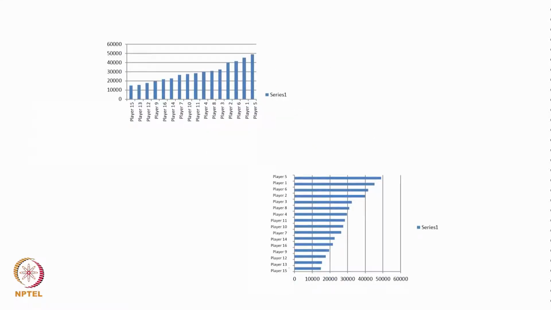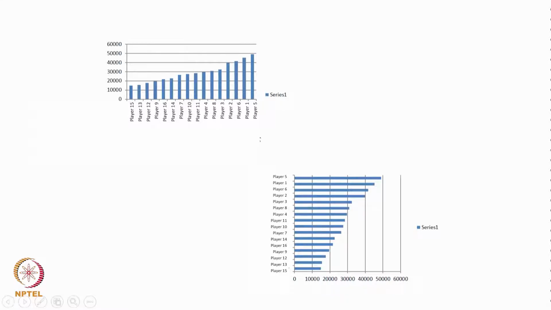Now, the same information is shown in 2 different forms. This is the horizontal bar chart, and the one that is shown here is a vertical bar chart. If we observe carefully in this vertical bar chart, the players are already sorted from the smallest number of votes polled to the largest number of votes polled, and similarly there is also a sorting from the largest number of votes polled to the smallest number of votes polled in this.